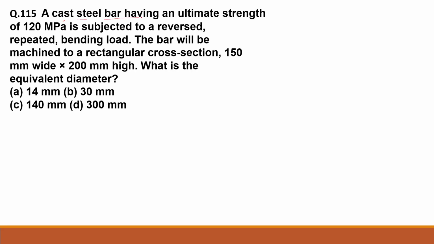A cast steel bar having an ultimate strength of 120 megapascal is subjected to a reverse repeated bending load, and the bar will be machined to a rectangular cross section 150 mm wide by 200 mm high. What is the equivalent diameter? The only answer asked here is the equivalent diameter. Okay guys, here we have to find the equivalent diameter.